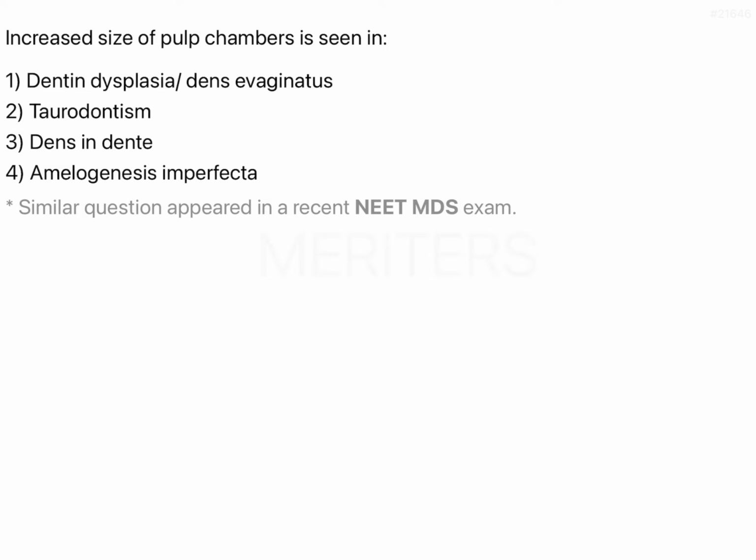Okay, but in dens in denti, again you will have a lingual pit. Amelogenesis imperfecta, you will not have increased size of pulp chamber. The only condition where you have increased size of pulp chamber in these options is this taurodontism. And this taurodontism was originally described by Sir Arthur Keith. Very important name in MCQ.